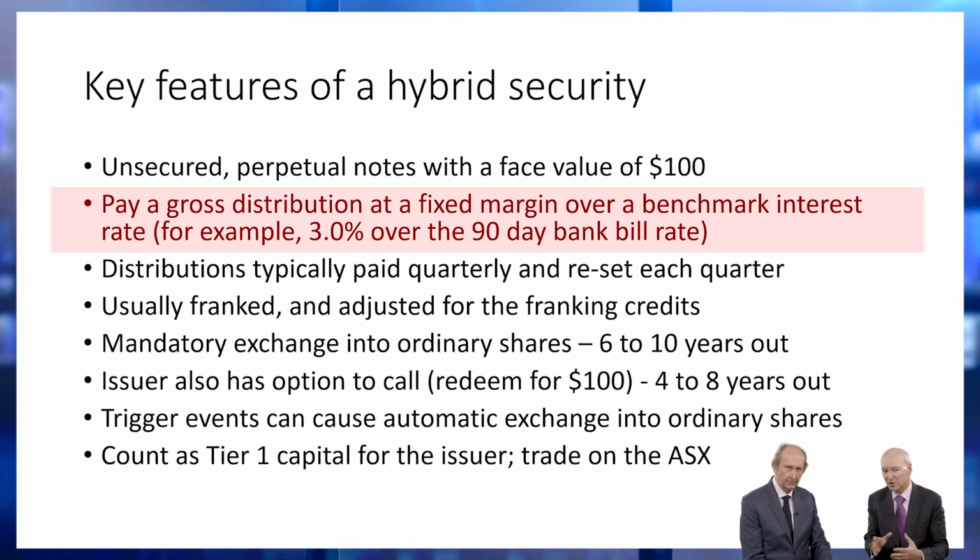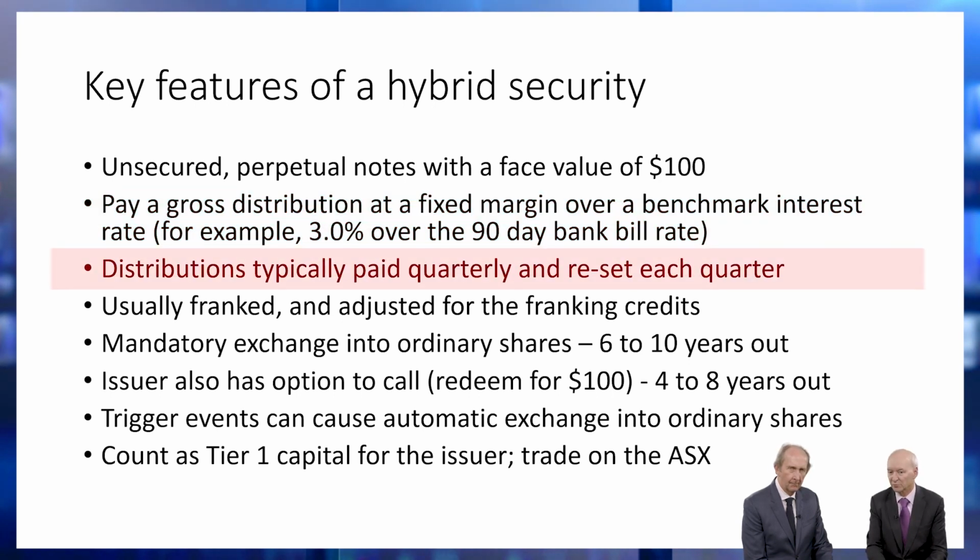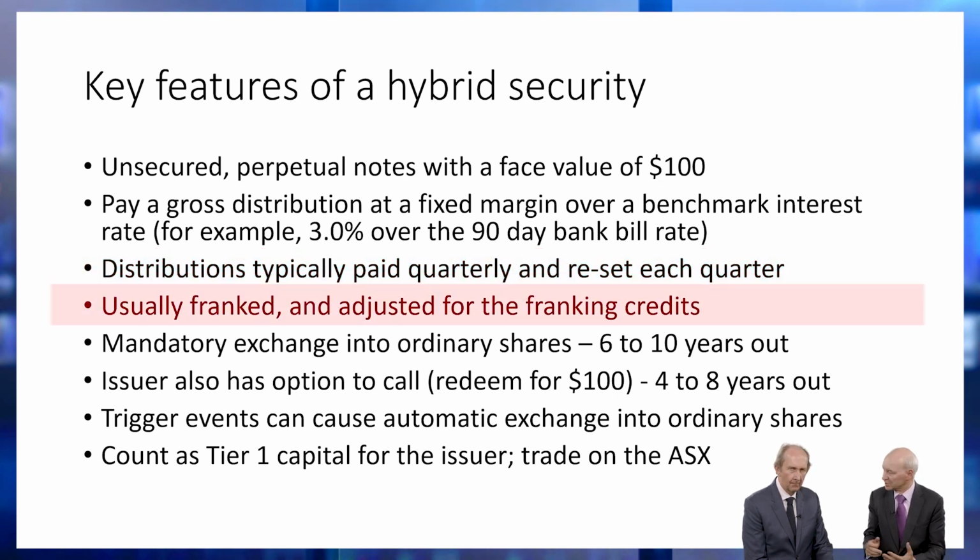The benchmark interest rate most of the issues use, Peter, is the 90-day bank bill rate. That's a key institutional rate for 90-day money. And the fixed margin might be 3%. So the margin is fixed over the 90-day bank bill rate. The distribution's paid quarterly. They're reset each quarter based on the then current 90-day bank bill rate. They're usually franked, but they're adjusted for the benefit of any franking credits.